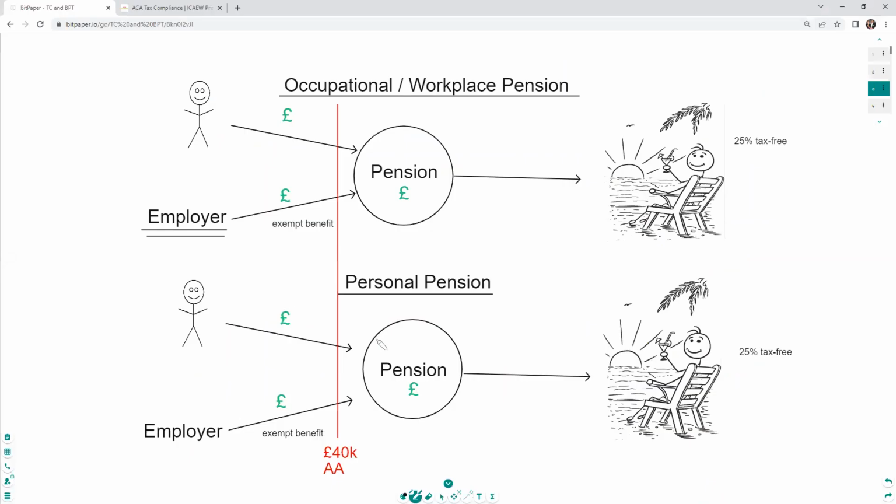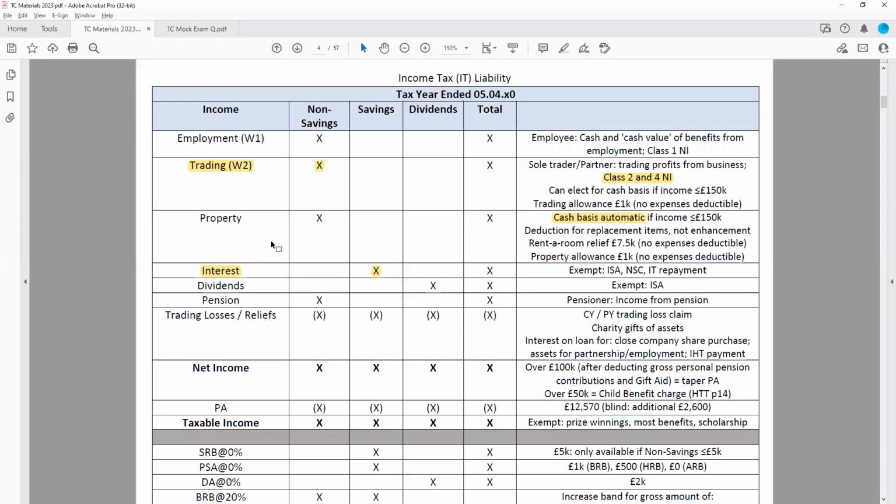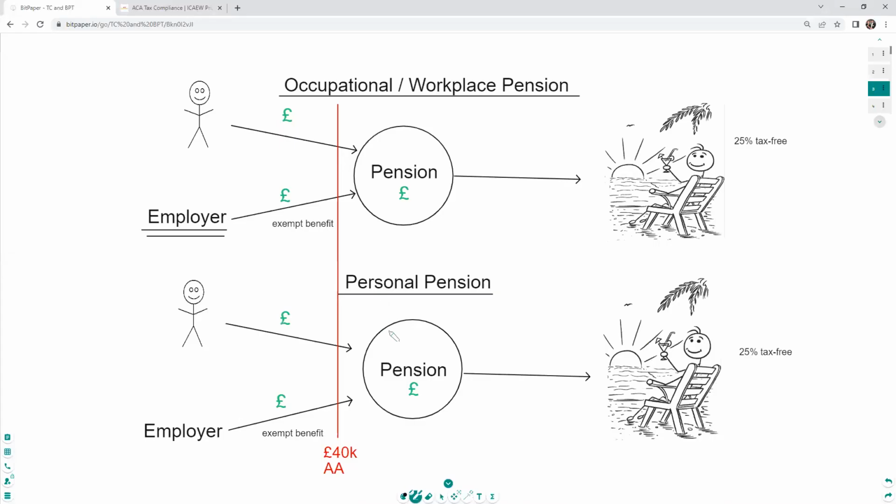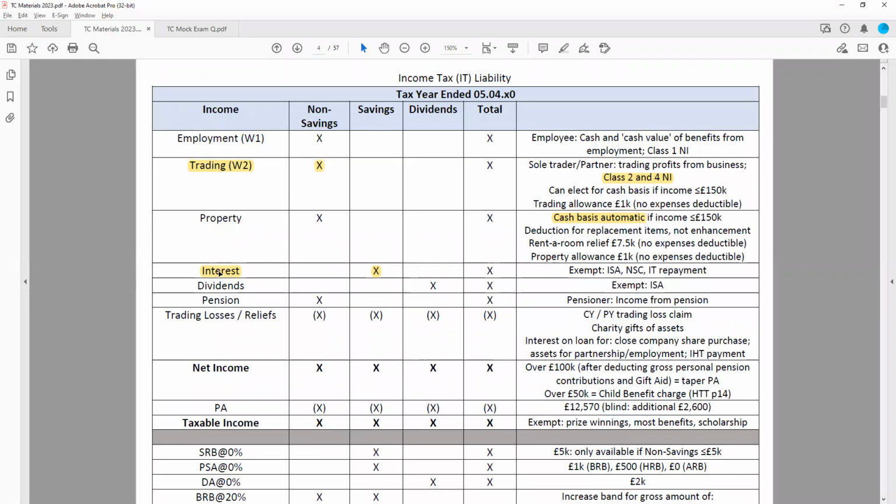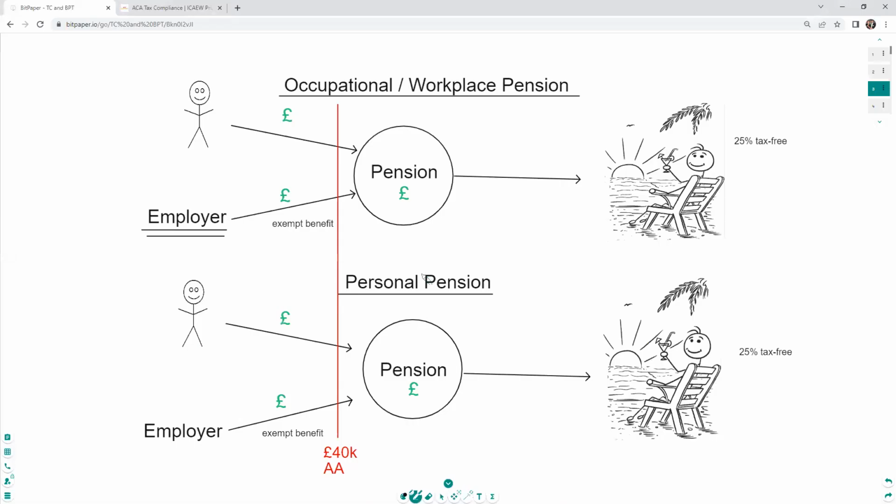So therefore, for personal pensions, because anybody can set up a personal pension, you can't just deduct it from a particular type of income because they might not have that type of income. So the way it works here is that firstly, the contribution is paid net, but a gross amount goes into the pension fund.